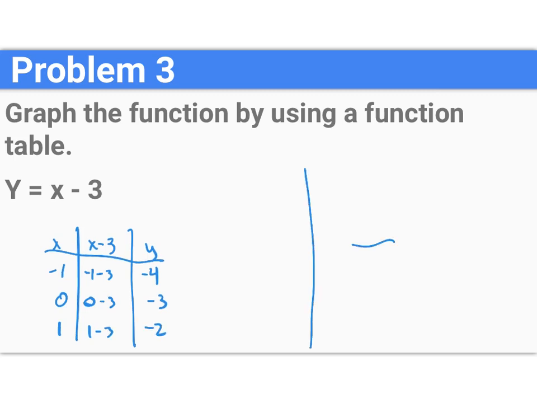So let's plot the points. At negative 1, we're at negative 4. At 0, we're at negative 3. So negative 3 would be here. At 1, we're at negative 2. So our line is going straight through like that.